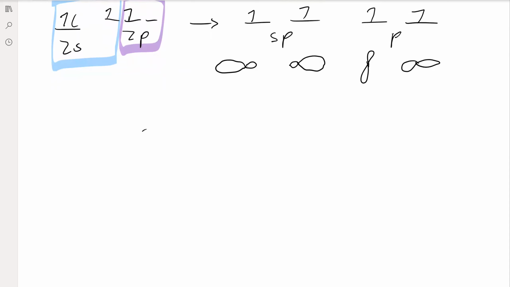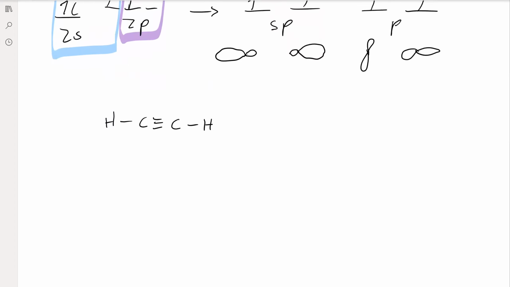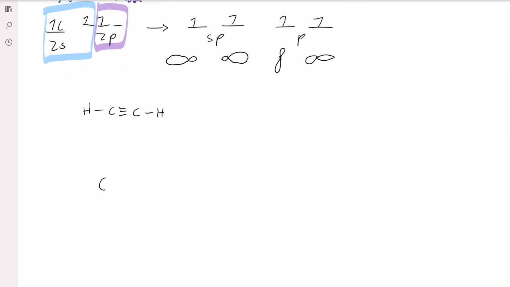So let's go ahead and draw this molecule right here and think about what it looks like. So we have these two carbons here. They're both sp hybridized, so they both have two sp orbitals. One that goes like that, one that goes like that, and then they have direct overlap with one another. So we form a sigma bond, and then they're sigma bonded to a hydrogen on either end.